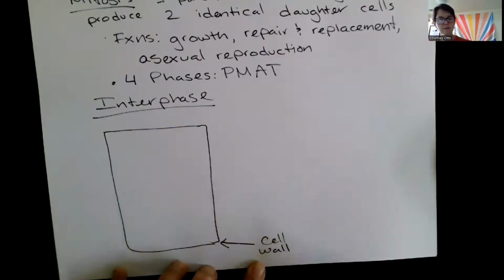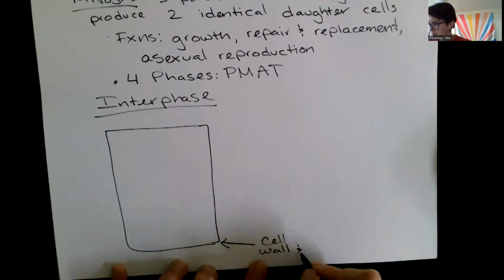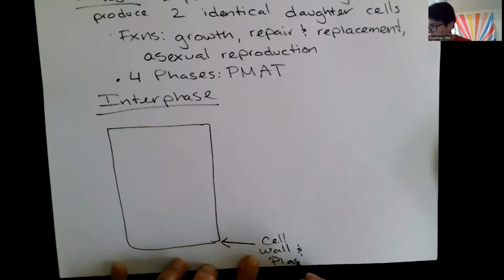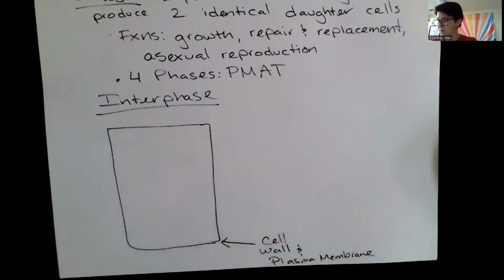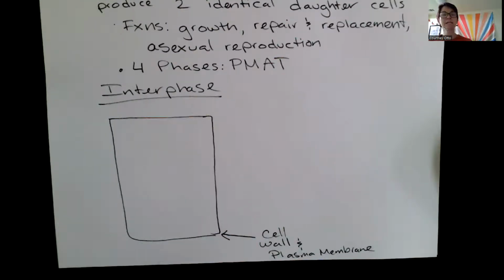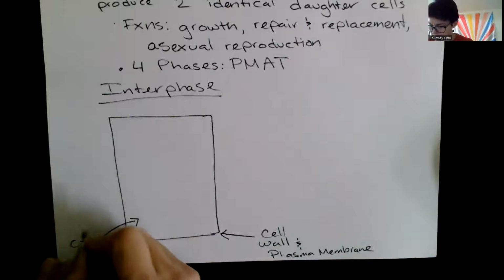Because, you know, all plant cells are going to have a cell wall and the plasma membrane. I'm just going to draw it as a single line. That's going to be my cell wall and my plasma membrane. That means that if I'm just inside of that little line there, I'm inside the cytoplasm.